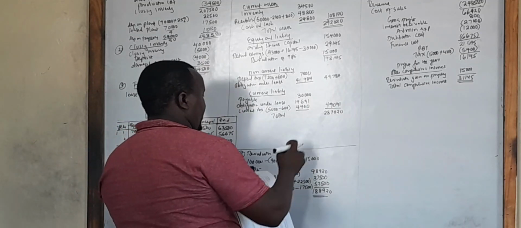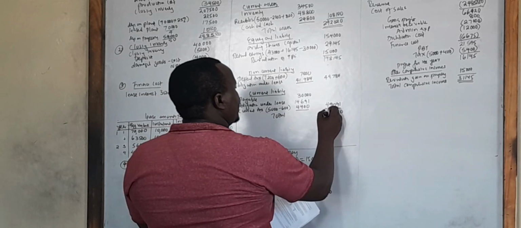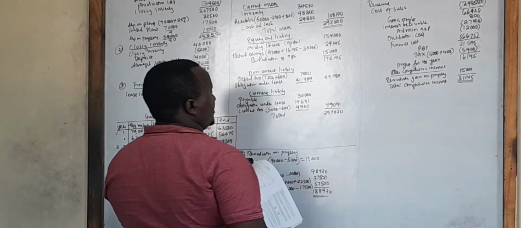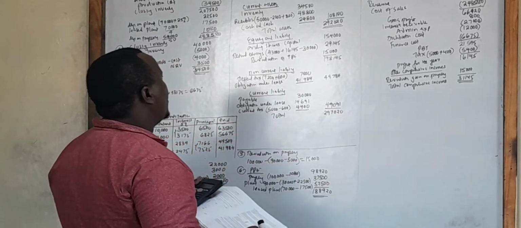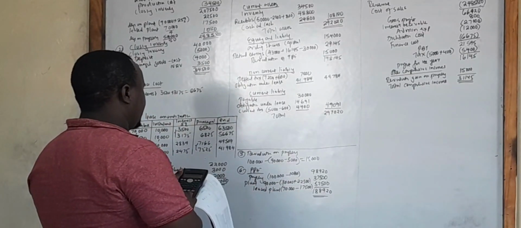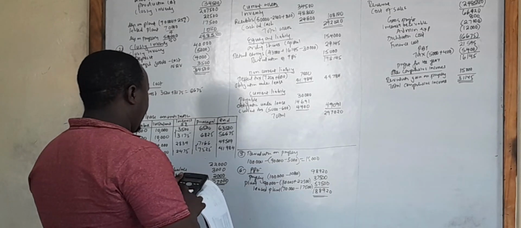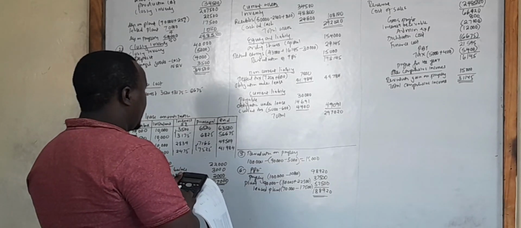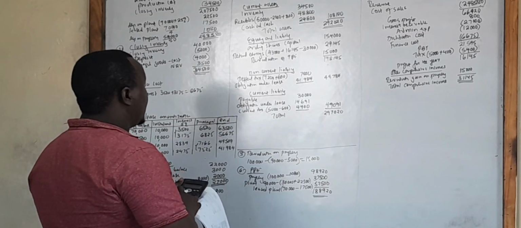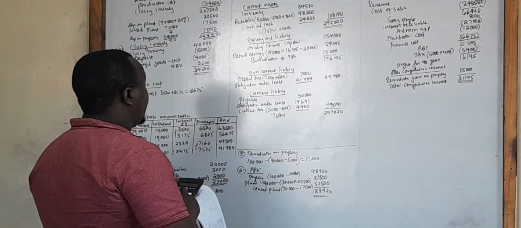No, 297 now. So this one now becomes more, because it increased by 5,000. Yeah, it's now more by 5,000.